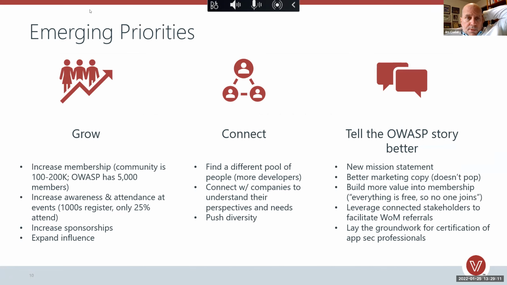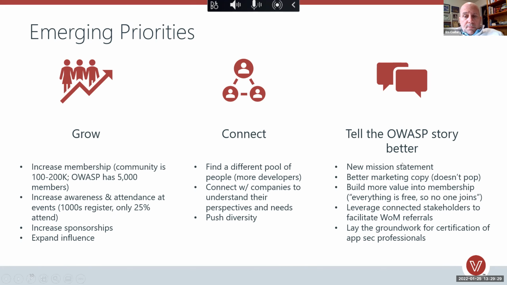As we do, we want to help to connect the community better, find a different and more diverse pool of people, more developers, connect with companies to understand their perspectives and their needs, some of which we did with the survey, I think, at least with the individuals. And again, tell the OWASP story better.